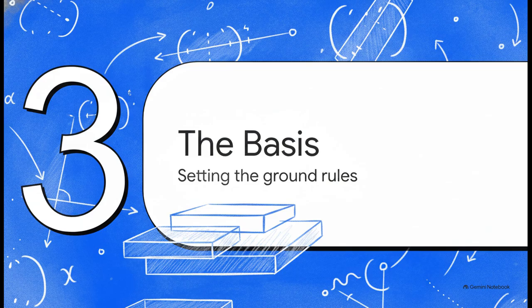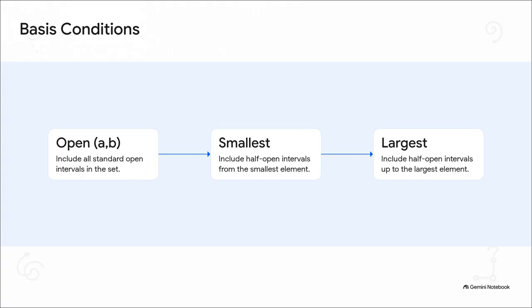Section 3. The Ordered Topology Basis. Time to lay down the absolute ground rules. To actually create a mathematical basis for an ordered topology, we have to follow 3 strict conditions. First, we just include all open intervals. If a set has no boundaries, open intervals perfectly define the neighborhoods everywhere inside it. But what if the set has a hard boundary? That's where rules 2 and 3 come in.